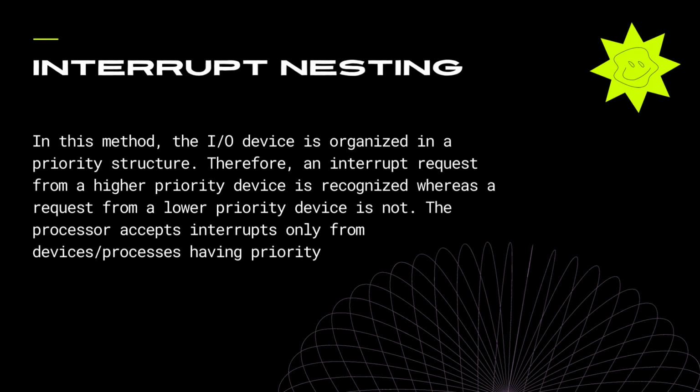Next we are going to see the third method, interrupt nesting. In this method, the input output devices are organized in a priority structure. Therefore, an interrupt request from a higher priority device is recognized, whereas a request from a lower priority device is not. The processor accepts interrupts only from devices or processors having higher priority. So this is interrupt nesting.